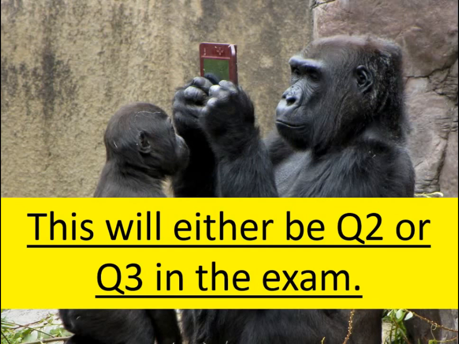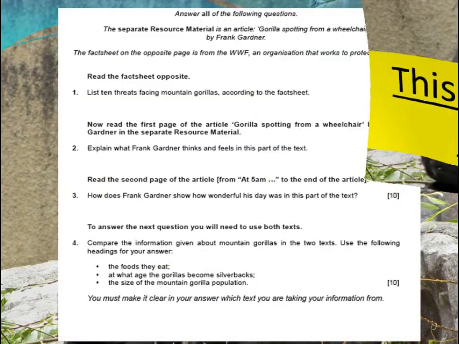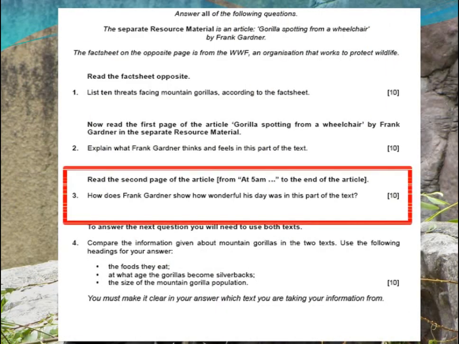100% chance you're going to get a how question on the paper. Really simple way of telling it's the how question: it will 99% of the time start with the word how. So here we go, in this exam paper it's question 3. How does Frank Gardner show how wonderful his day was in this part of the text?